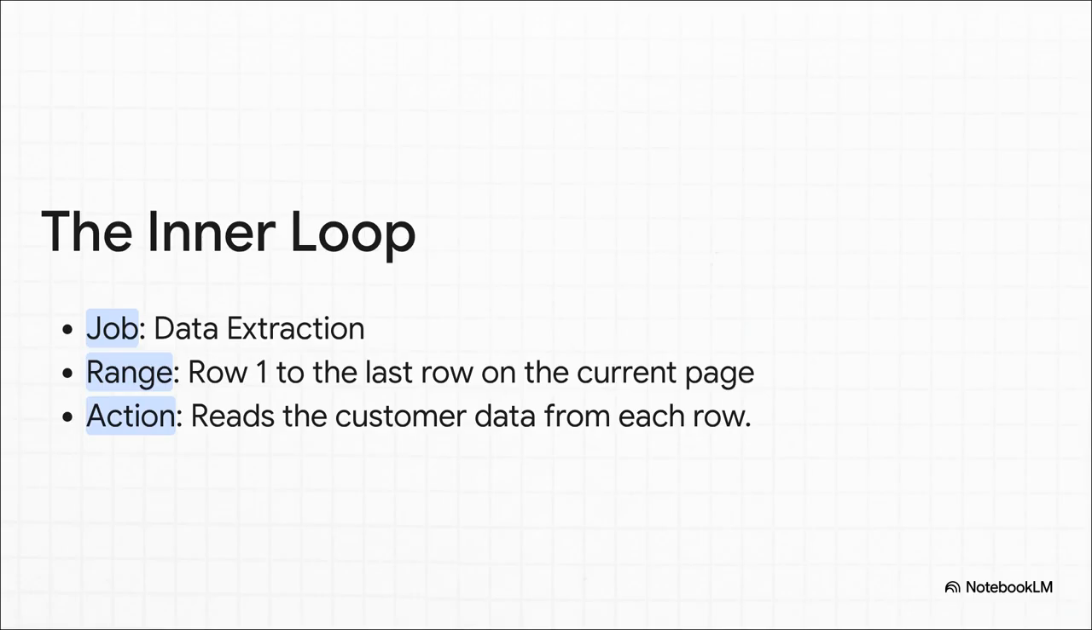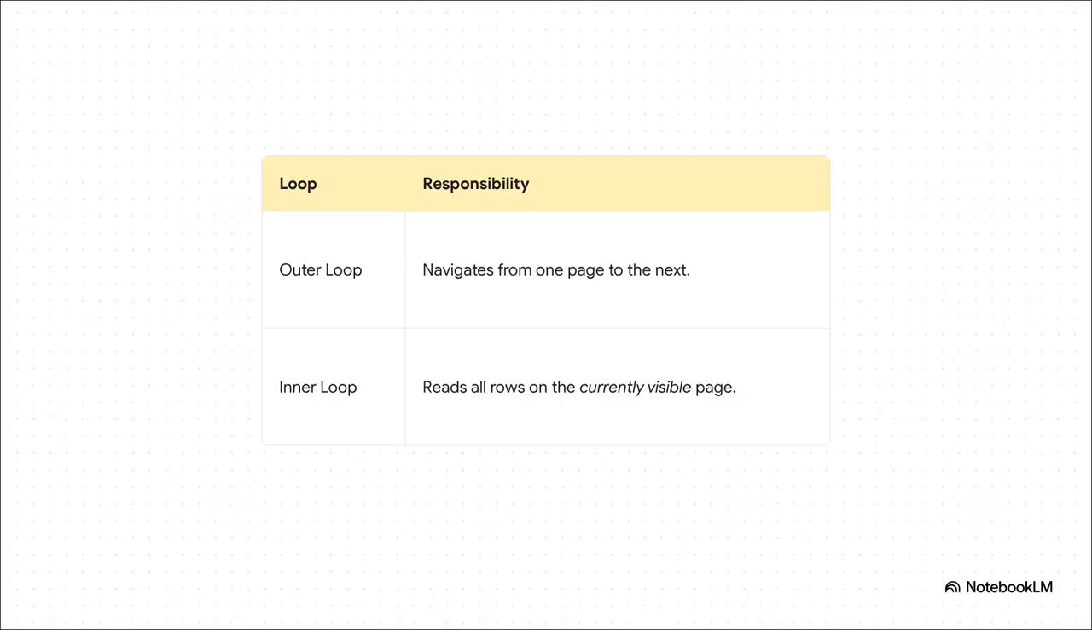It counts the rows on that specific page, maybe there are 10, and it goes through them one by one, grabbing the customer name, then the email from each row. Only when it's finished with that page does it let the outer loop click over to page 43. So you can really see how these two loops work perfectly together.